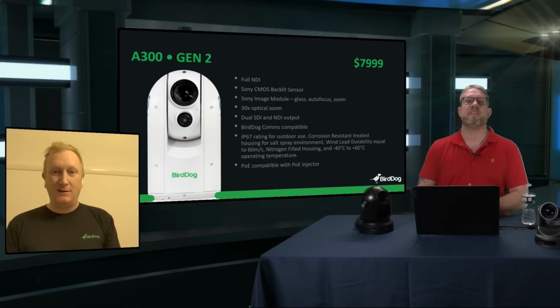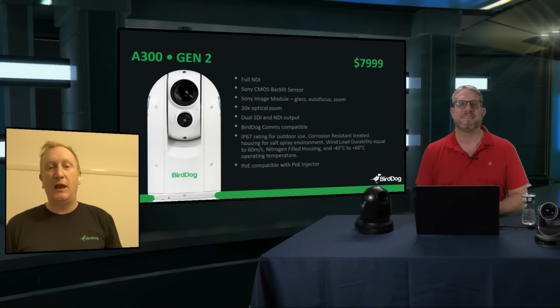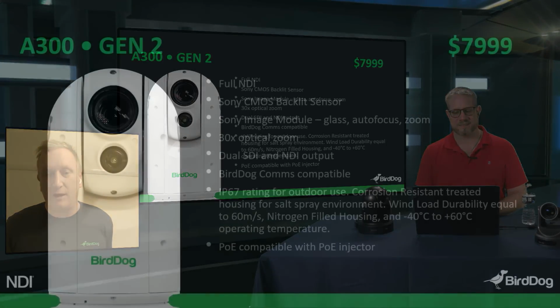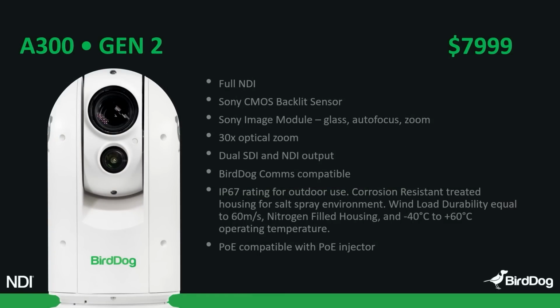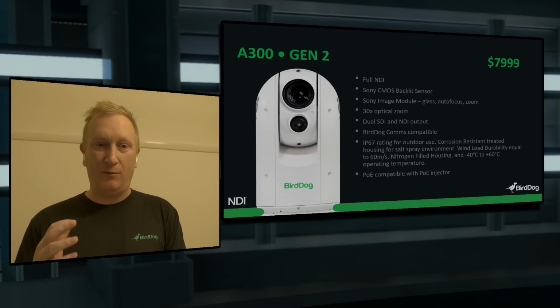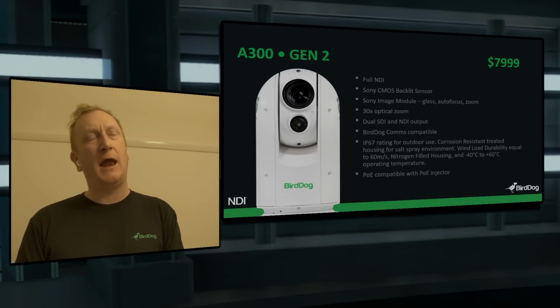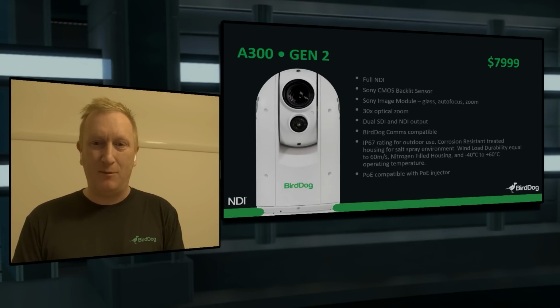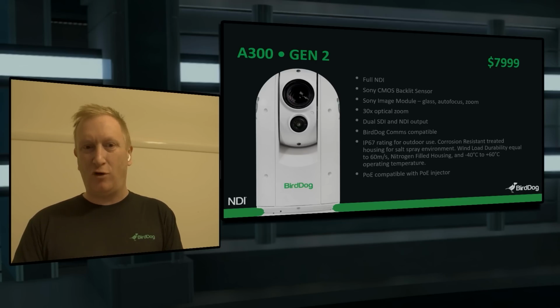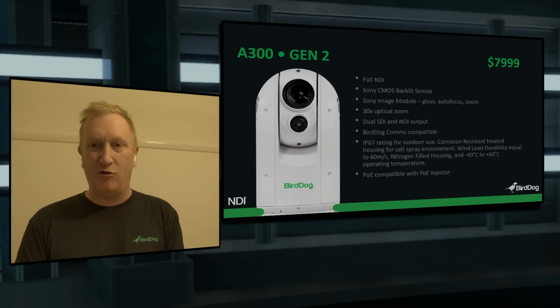Absolutely. And then how does the A300 fit into that product line? Yeah, so the A300 is basically the same as the A200 in a slightly more industrial housing. So this guy will stand up to, I think, a Category 4 Hurricane. You can pretty much hit the sides of this thing with a baseball bat. It is just rock solid. It is just a beast of a camera.